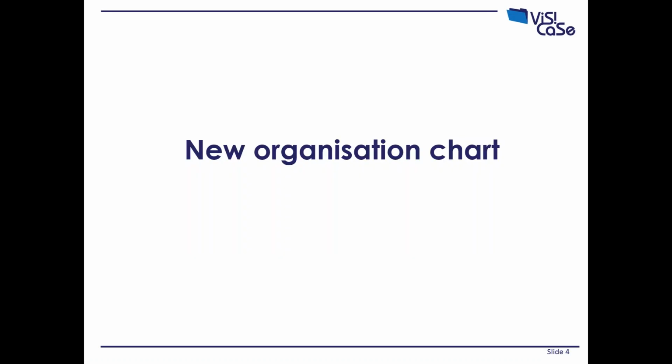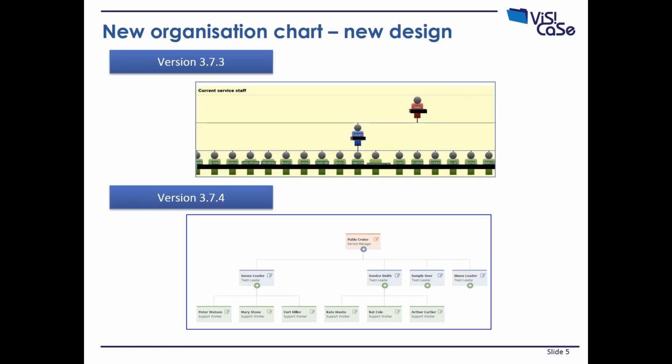Okay. So the first section we'll discuss is the new organizational chart. In 3.7.3, we had these red, blue, and green people that displayed the levels within the system. We've now revamped it to firstly appear as these small little rectangles with the description of the person, the name, and it has the similar workflow where the system still only supports 3 levels of VisiCase.